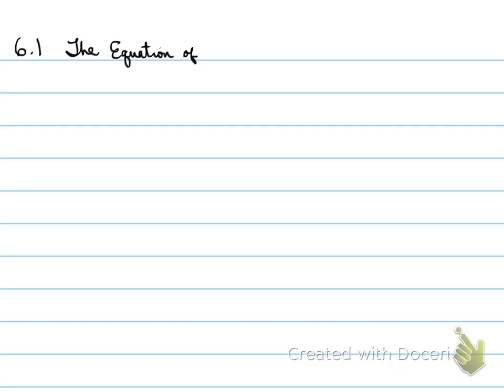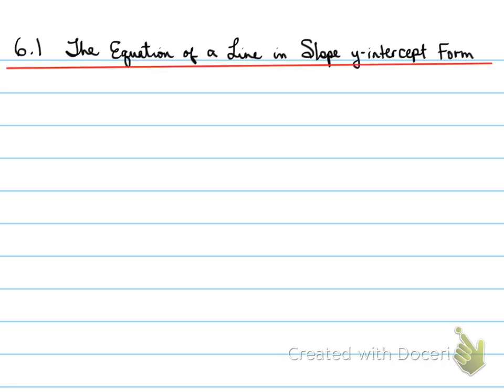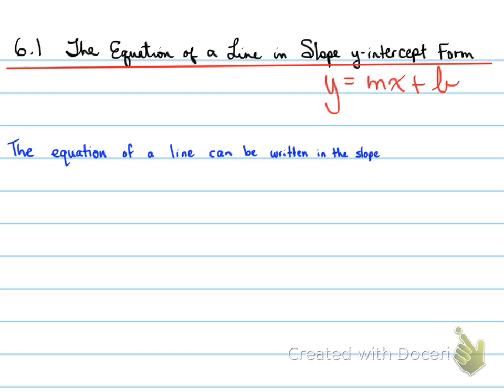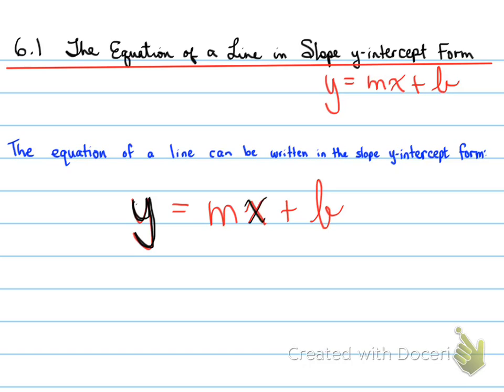Alright, 6.1, the equation of a line in slope y-intercept form. Now, when we're looking at slope y-intercept form, we're looking at y equals mx plus b. So, the equation of a line can be written in the slope y-intercept form, which is y equals mx plus b. Y and x are your variables.